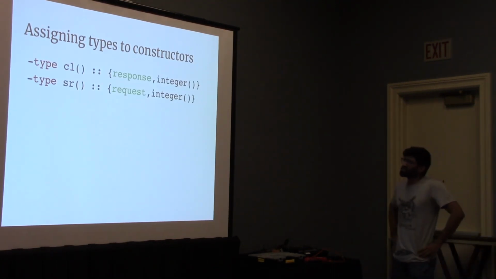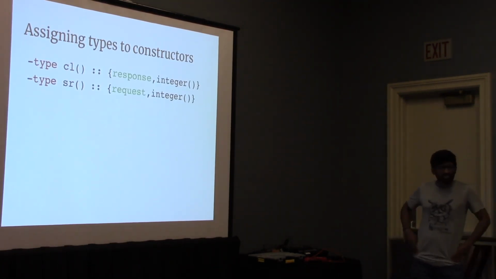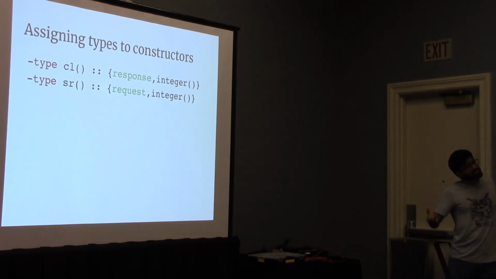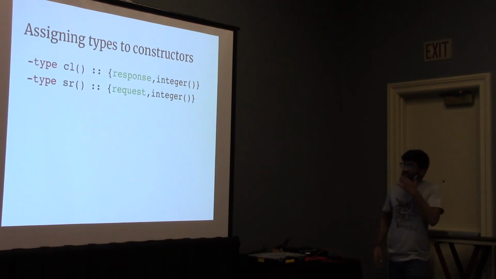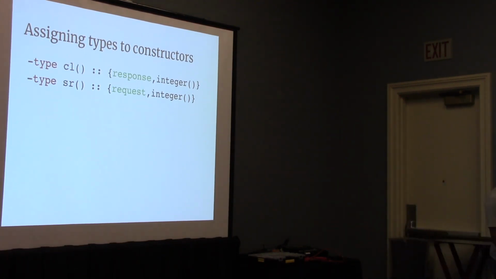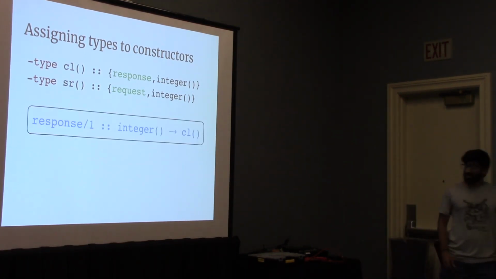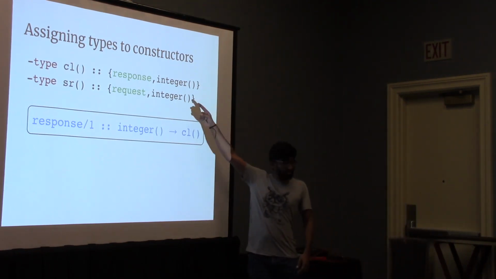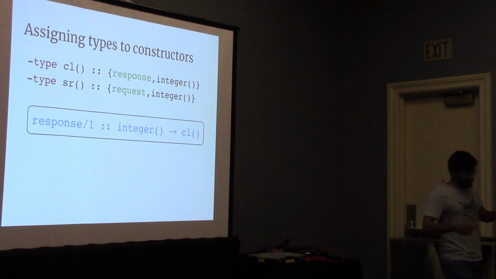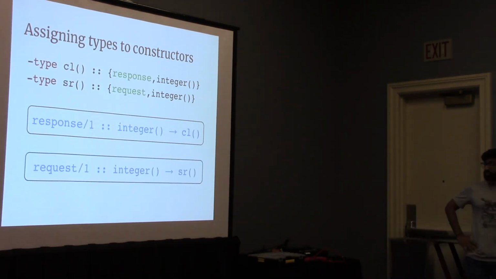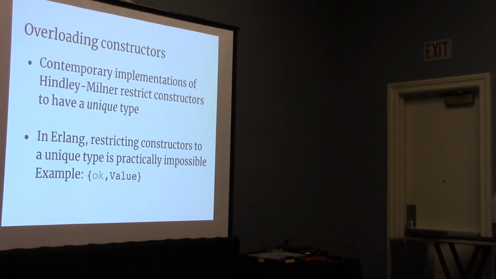But what's happening behind the scenes, right? So the idea is, let's try to understand what are the types assigned to these constructors. So consider these two data types. One is client and the other is server. The type of response is it accepts an integer because that's an argument, and it returns a term of type client, right? Because that's the data type we're constructing. And similarly for a request, right? It accepts an integer, it returns a data type of server. So this is how constructors are assigned type, but there's a problem here.